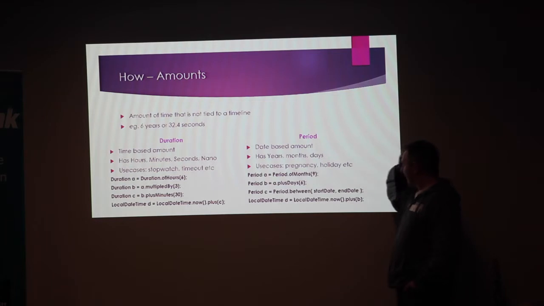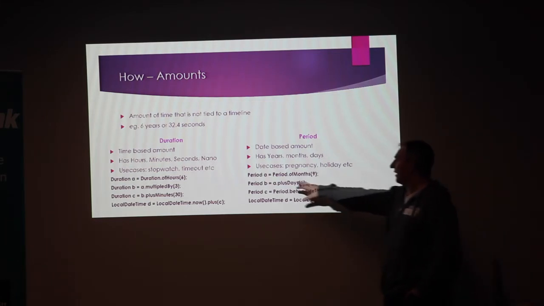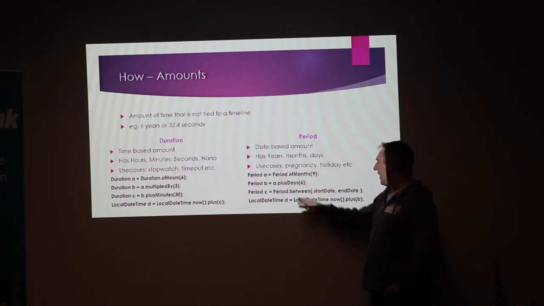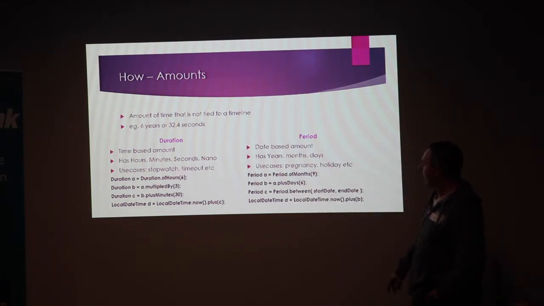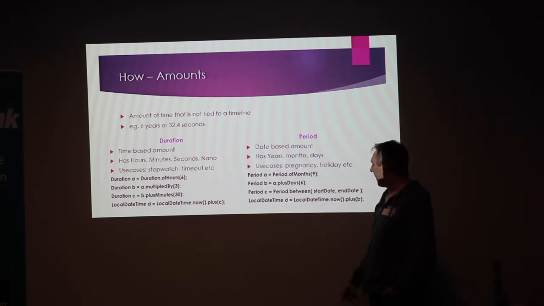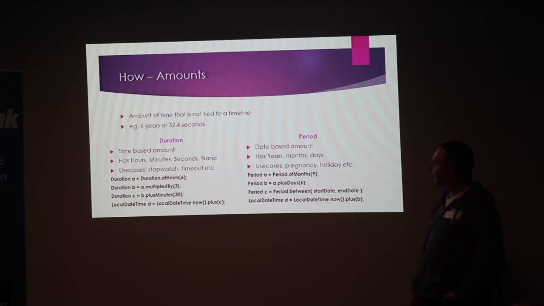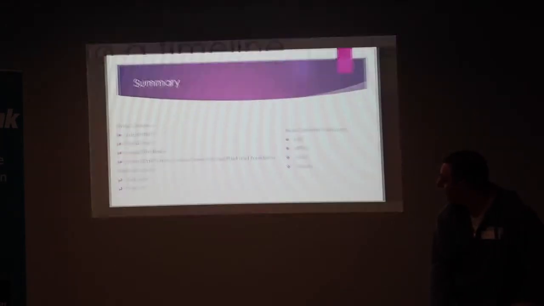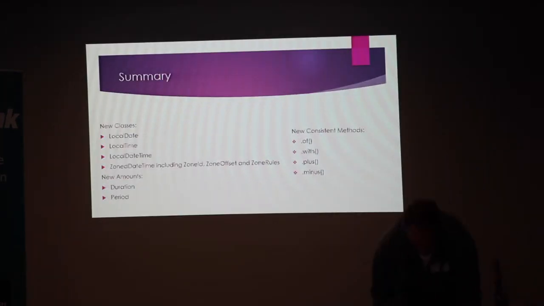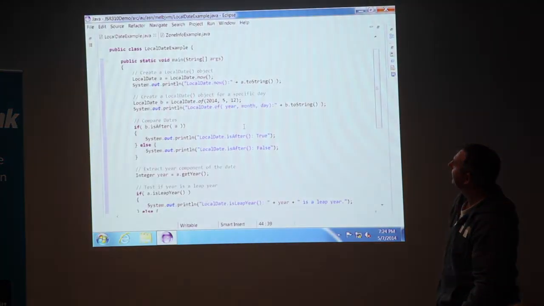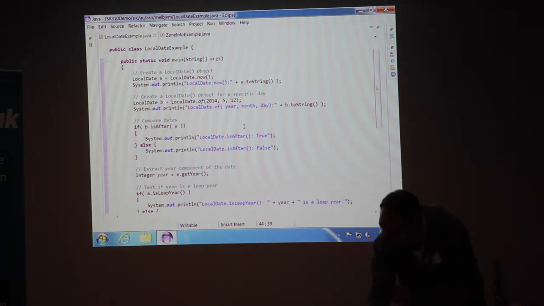And same with a period. So you can say create a period of 9 months or a period of so many days. And then you can create a period by comparing two different dates and get a period object back, and then you can manipulate a date using a plus or minus method on that as well. So that's sort of the summary, and if this works, ta-da, cool.